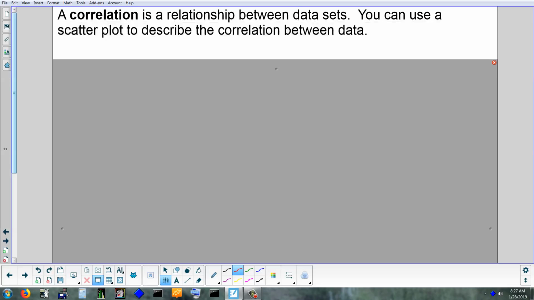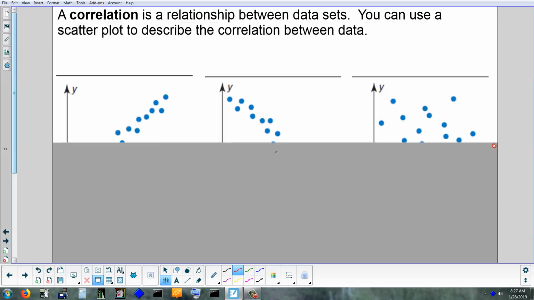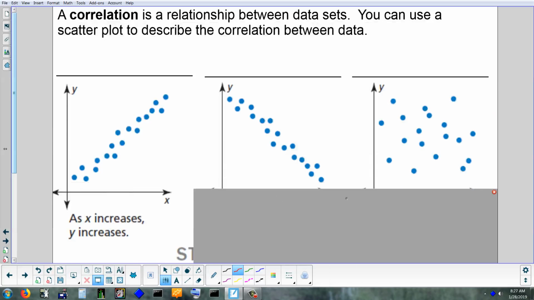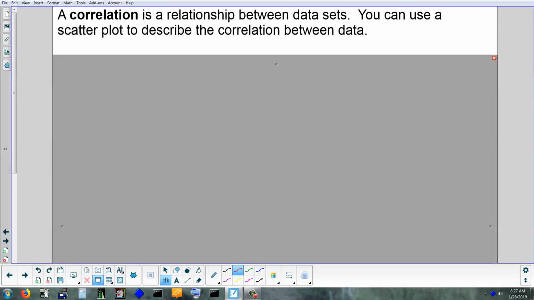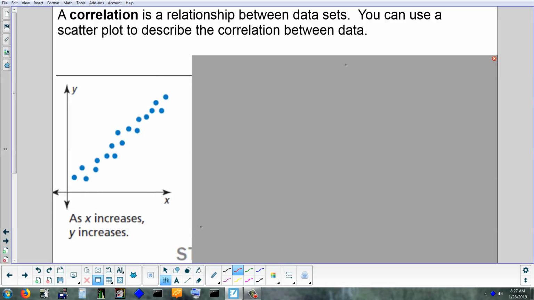All right, so a correlation is when there's a pattern in a set of data. There are different kinds of correlations, right? And that's what we're going to look at right now. So we're still on the front side of your notes, guys. It's on the bottom. All right, let's look at the first one.